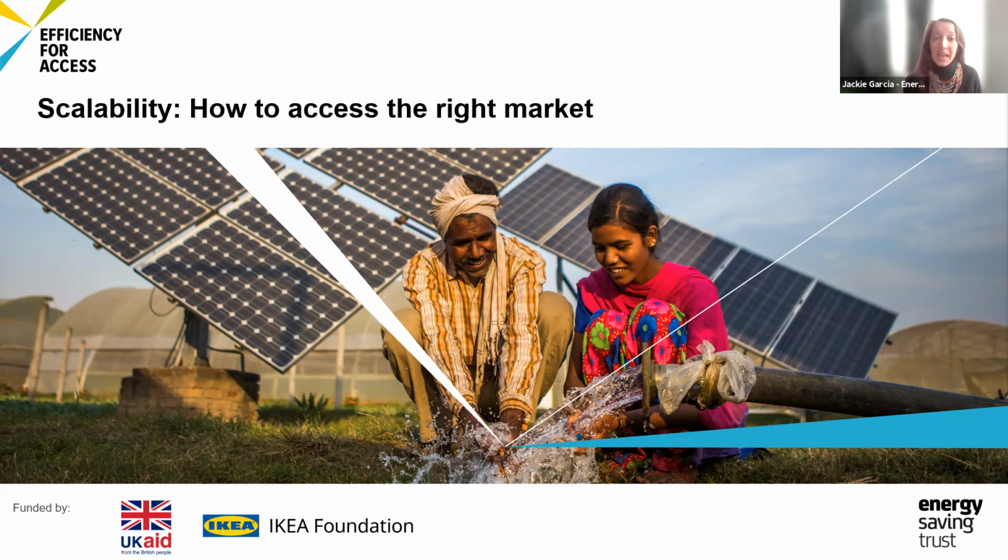Okay, so hello everyone, and welcome to today's webinar focused on how to access the right market. This is the second webinar of the webinar series of the Efficiency for Access Design Challenge. I am Jackie Garcia, and I'm part of the Efficiency for Access Design Challenge team and the facilitator of this webinar today. As a reminder, these webinars are designed for the participants of the Efficiency for Access Design Challenge, which is an initiative led by Efficiency for Access with support from Engineers Without Borders UK.